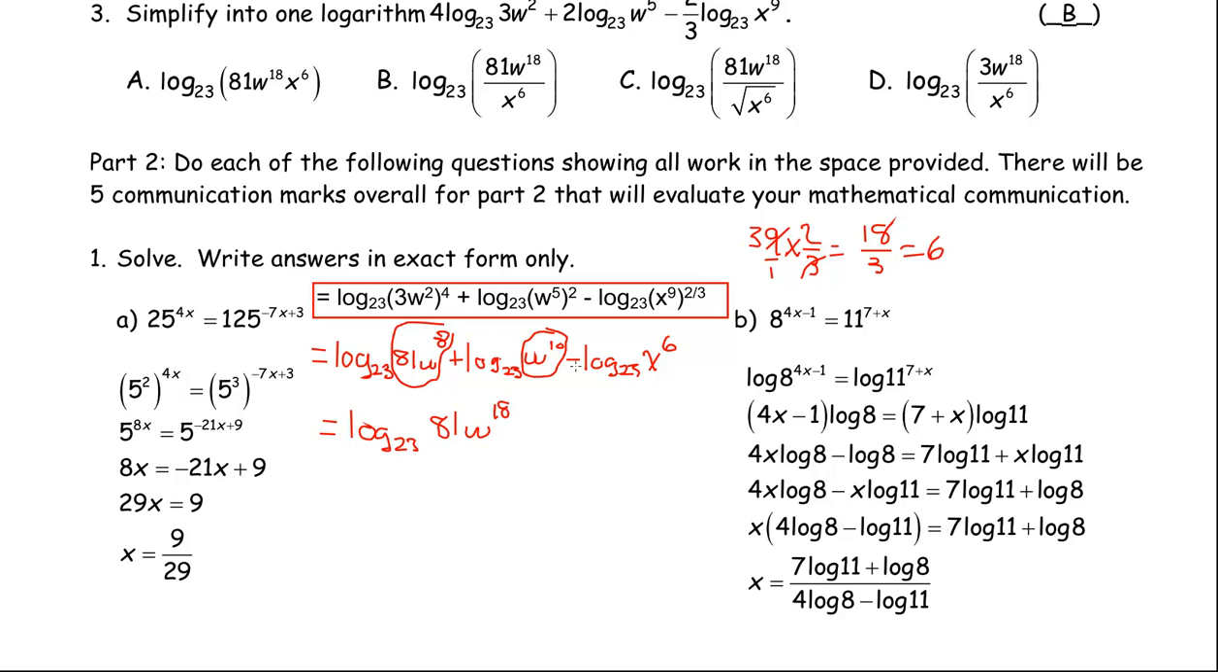And when you're subtracting, then this is going to be over the x to the 6th. Now, since there's a fair bit to this expression, it probably is a good idea to write this in brackets. So it's log base 23 of 81 w to the 18th over x to the 6th. Now, those have different bases, so we can't simplify that. So that is answer B here, log base 23 of 81 w to the 18th over x to the 6th. So that's why B is the correct answer for question number 3.